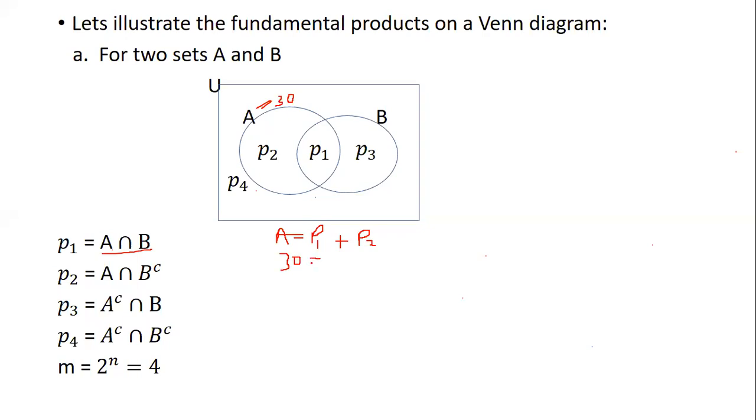P1 is equal to 10, 20, 20. And we have to find the A only, which is P2. So we can make P2 the subject. Are you okay? Yes, sir. So it becomes 30 minus 20, which is the same as A minus.